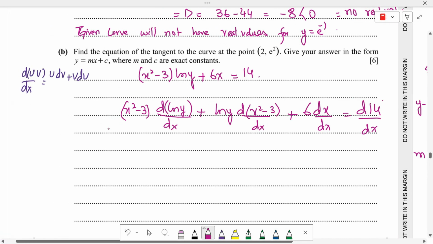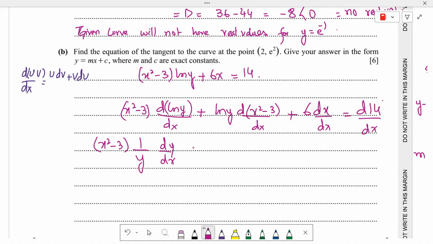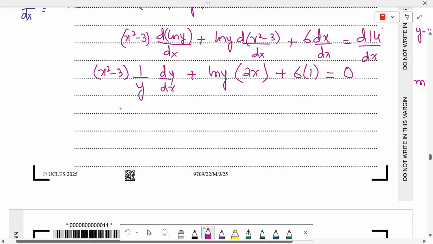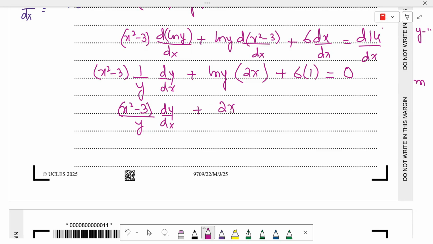Okay, and we know that x square minus 3 will remain the same and the derivative of ln y is 1 over y and the derivative of y, which will be dy over dx, plus ln y will remain the same and the derivative of x square is 2x, and the derivative of the constant negative 3 is 0. Okay, and plus 6, the derivative of x is 1, and it is equal to the derivative of a constant, which is 0. We will have x square minus 3 over y times dy over dx plus 2x ln y plus 6 equal to 0.